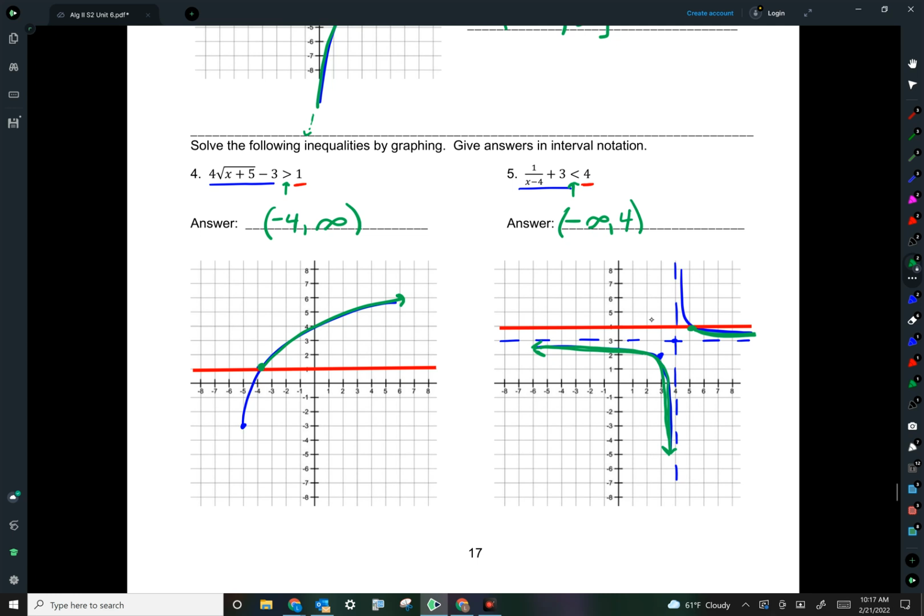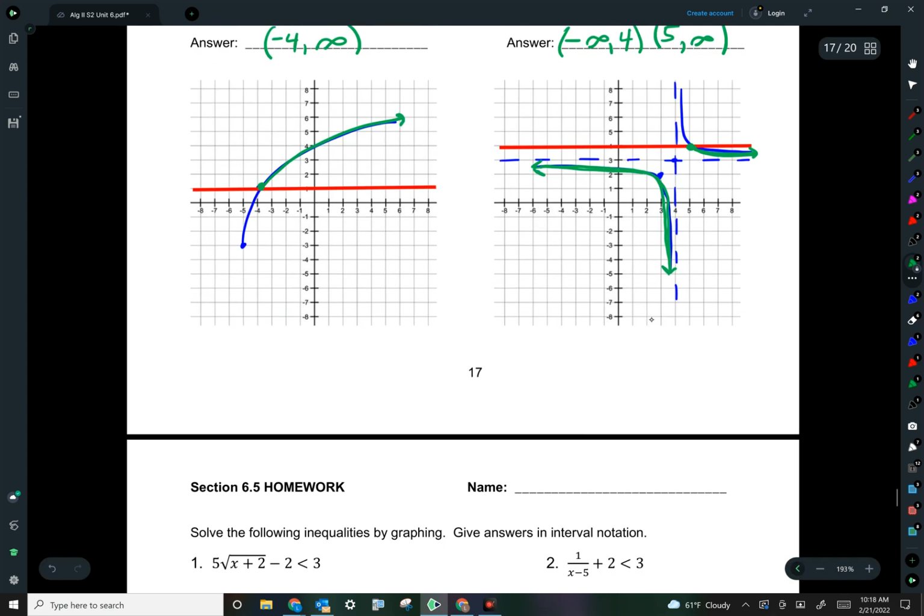without touching it. And then the second piece picks up over here at x equals 5, right here, picks up at x equals 5, and it goes on out to infinity. Okay, so I have 2 intervals on that one. So if you have 2 pieces, you're going to have 2 intervals.